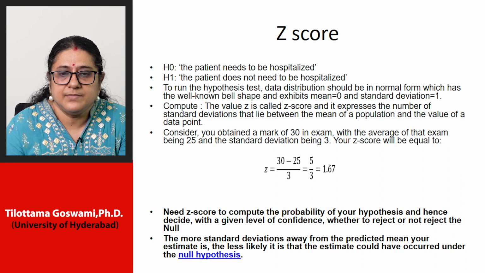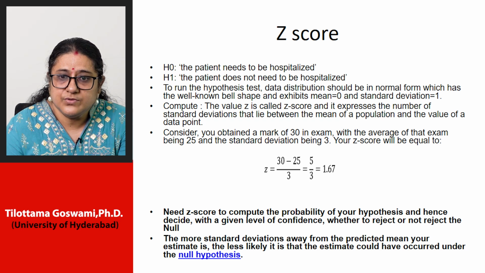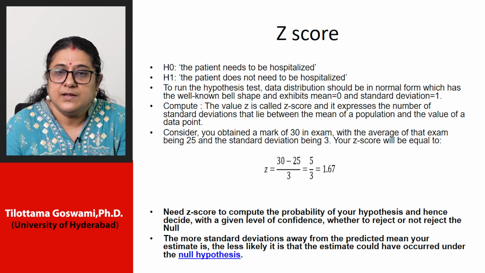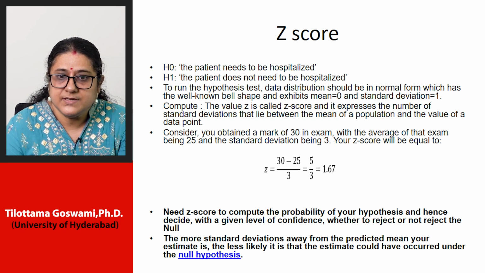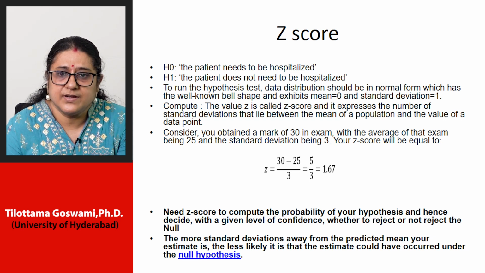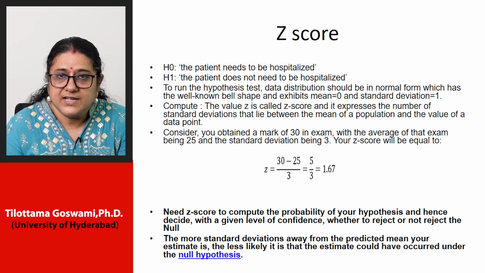A statistical test called the Z-score computes the probability of the hypothesis and hence decides, with a given level of confidence, whether to reject or not reject the null hypothesis. The Z-score expresses the number of standard deviations between the mean of a population and the value of a data point. The more standard deviations from the predicted mean, the less likely it is that the estimate could have occurred under the null hypothesis. Thus the Z-score value helps us in accepting or rejecting the null hypothesis.